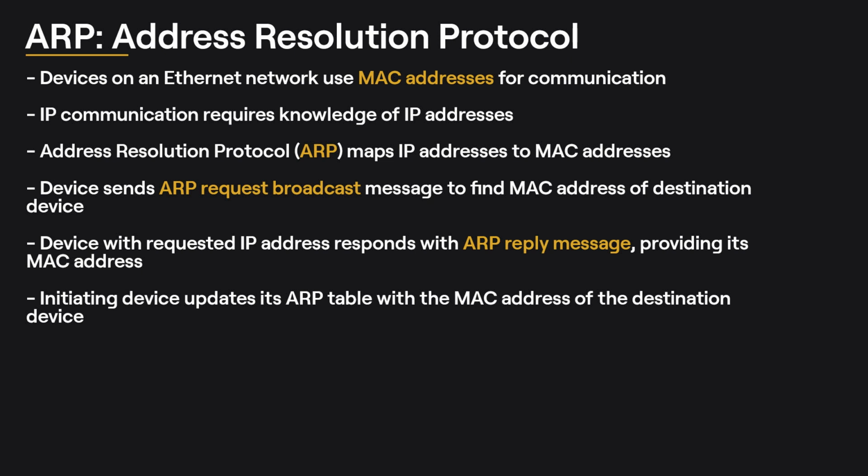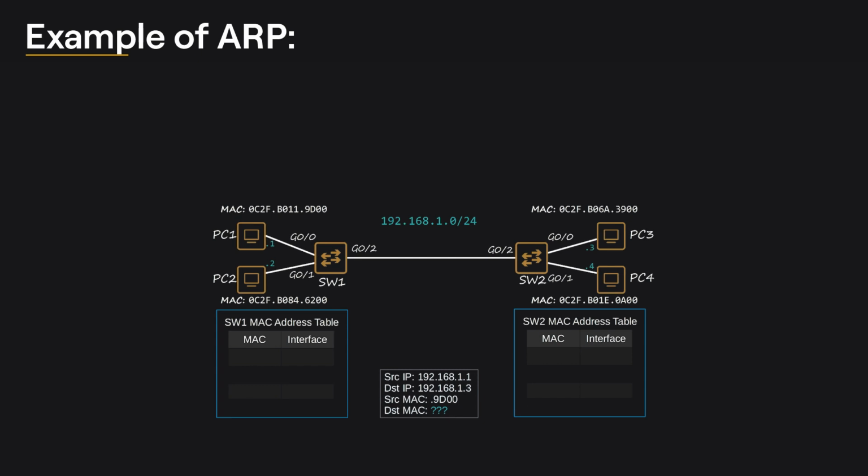The device that has the requested IP address responds to the ARP request with an ARP reply message, providing its MAC address. This way, the device that initiated the ARP request can update its ARP table with the MAC address of the destination device. Let's see an example of how ARP works in our network topology.